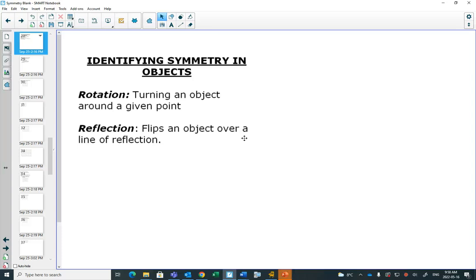So rotation, again, a little bit of review. How do you see rotational symmetry? If you find a point and you can turn your object to match up with what it is before turning it all the way around, then it's going to have rotational symmetry. And reflection is if you can find a line where if you flip it over, it matches up perfectly on the other side. Then you would have reflection symmetry.